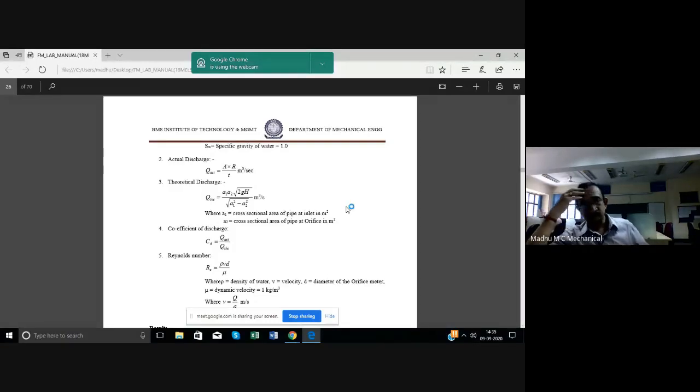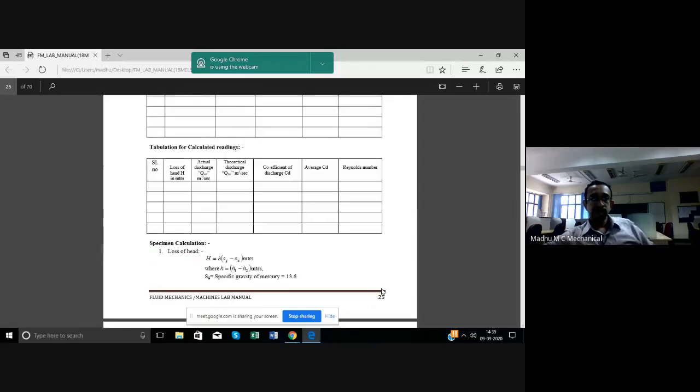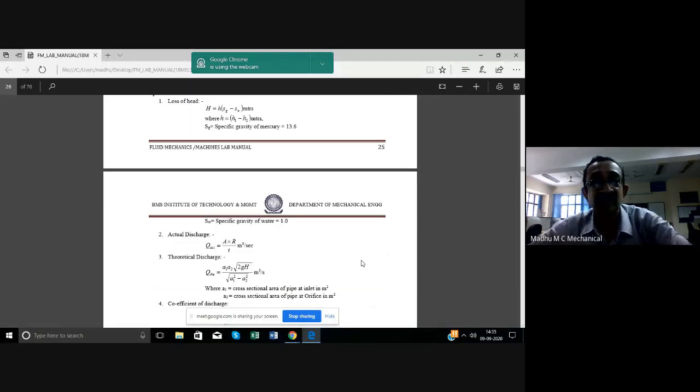Very simple. Can you tell me what is the CD value for the first number? Anybody? Can you tell? Sorry, one more thing. In A1, A2 into root of 2g into H, it is the head loss, not the manometric height, small h. Sorry about that. It is capital H, loss of head H. Put this H here, head loss.